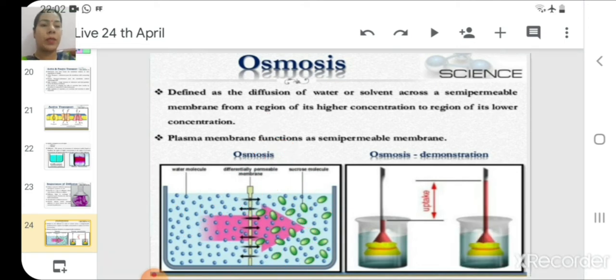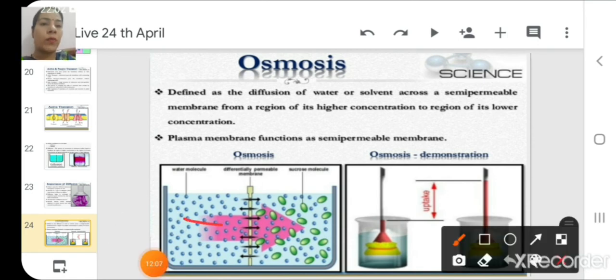to the region of lower concentration. You can see here that water molecules are moving from this area to that area, whereas the sugar molecules will move from higher concentration to lower concentration again. So this process will take place till the entire solution has the same concentration.